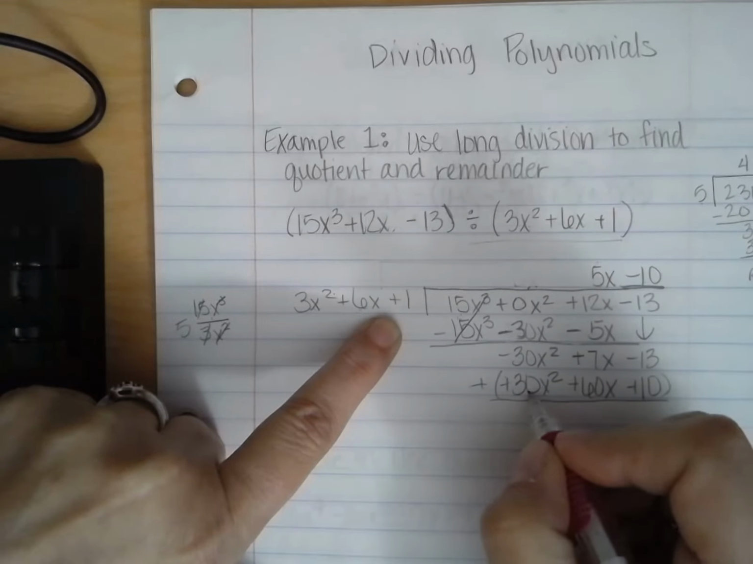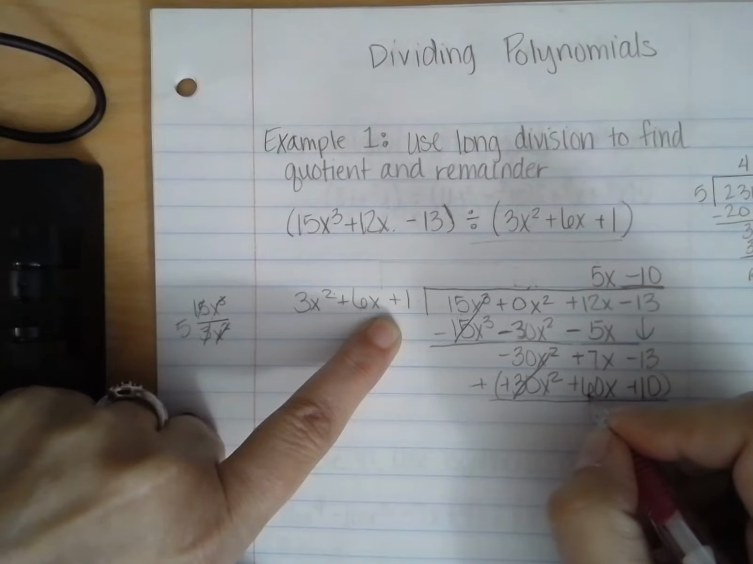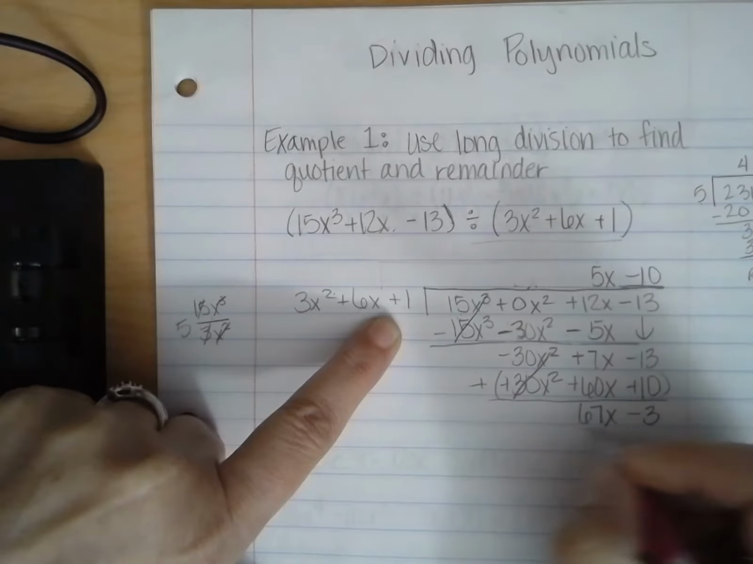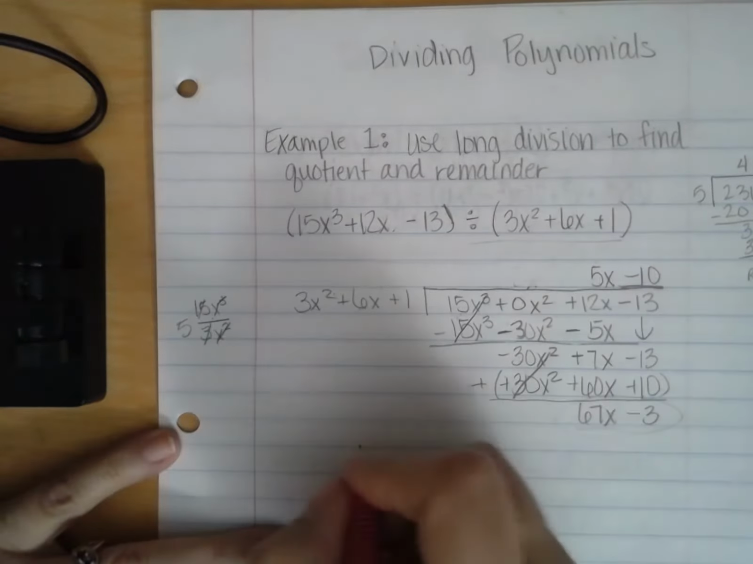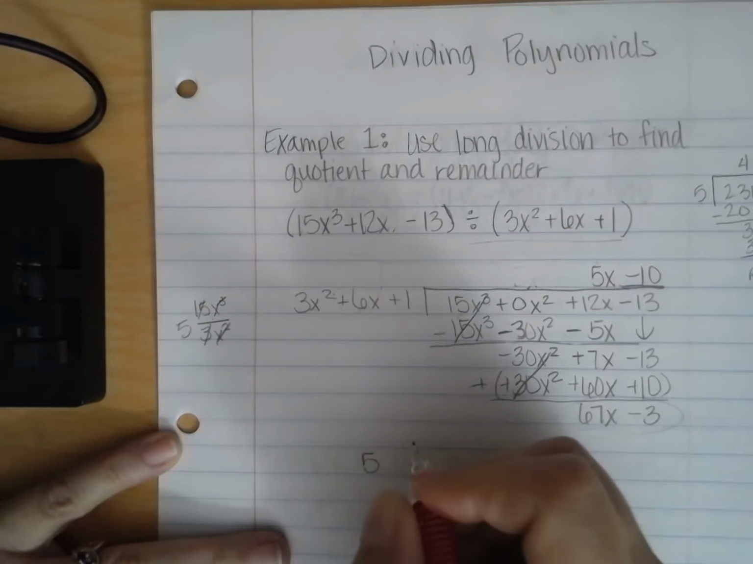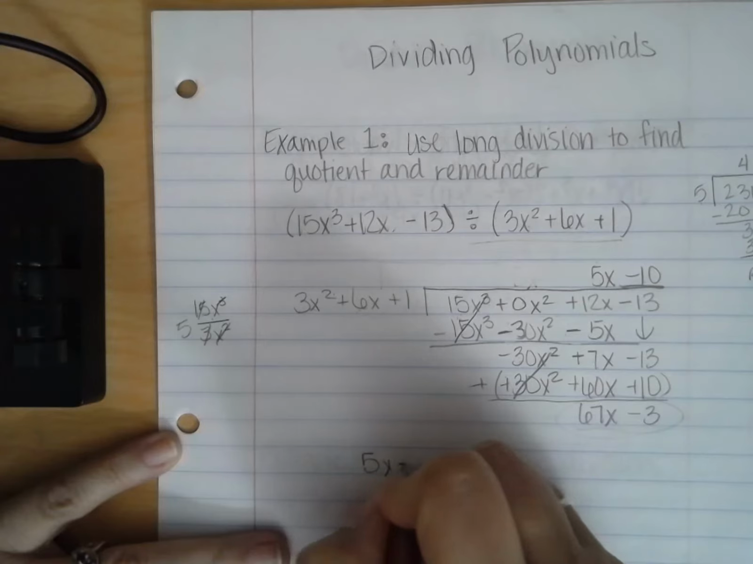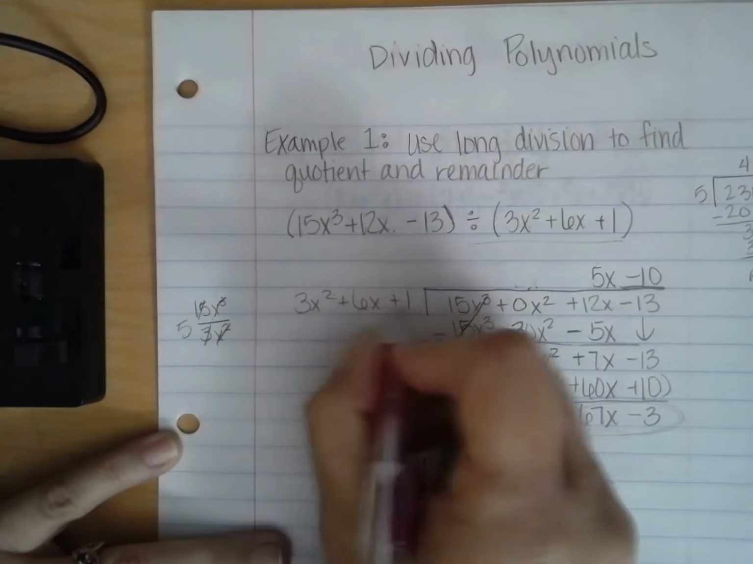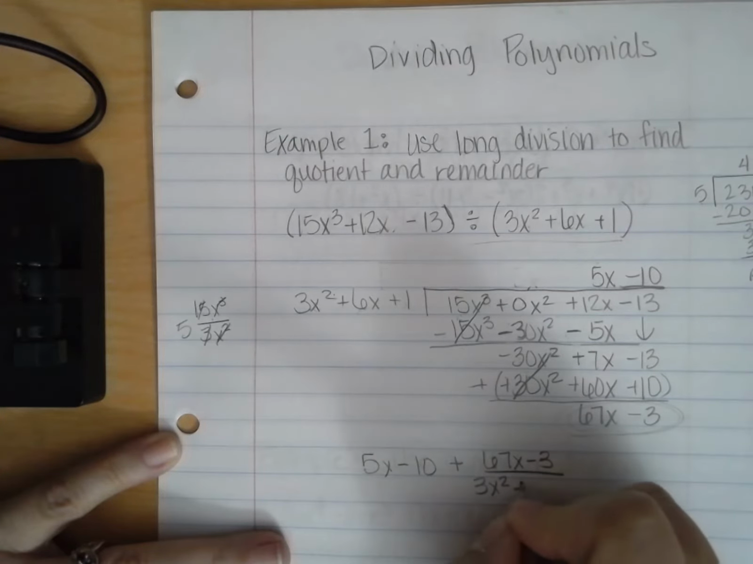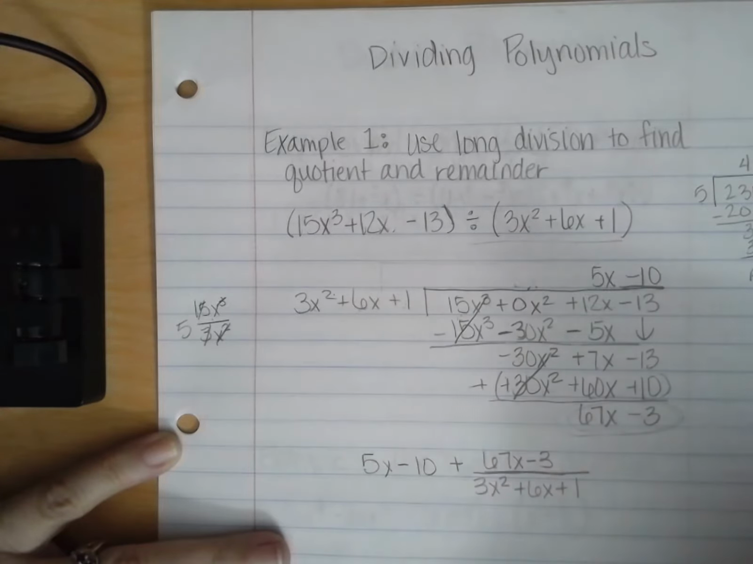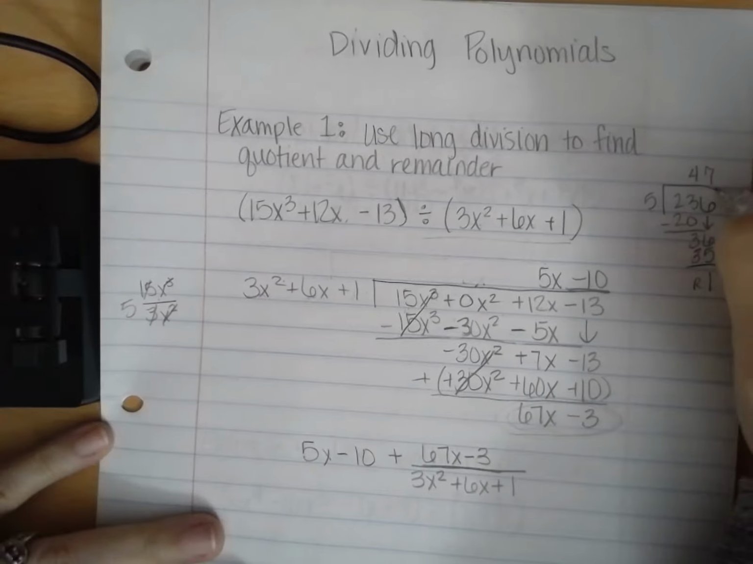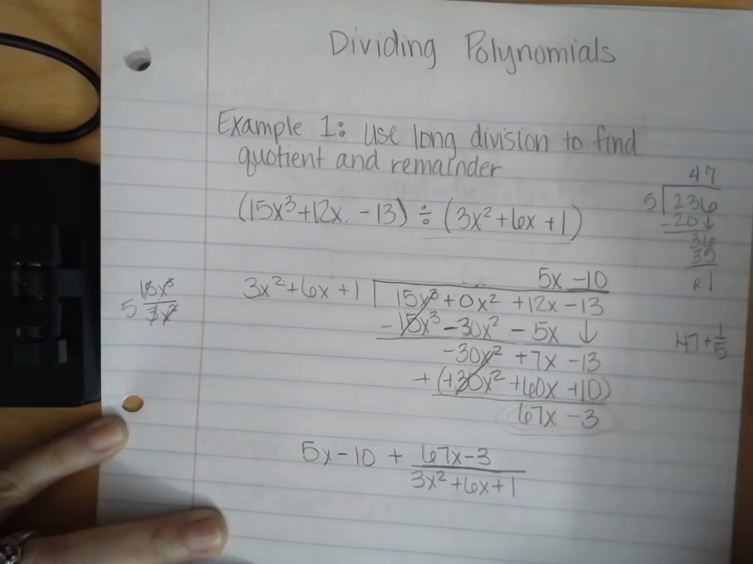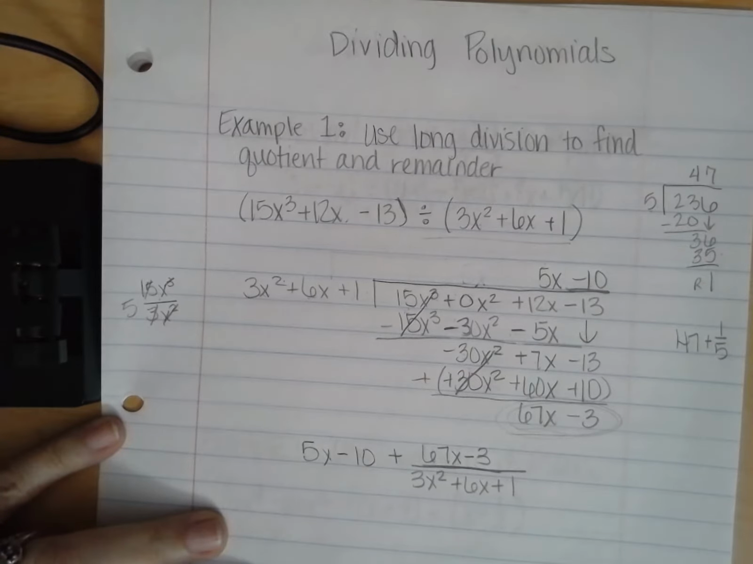So negative 30 plus 30 gives me 0. 7x plus 60x is 67x. Negative 13 plus 10 is negative 3. And that part is your remainder. So our final way of writing our answer is 5x minus 10 plus the remainder over the divisor, so 3x squared plus 6x plus 1, which is as small as it's going to get. Just as if we had done this problem up here where we would say our answer is 47 plus 1 over 5, or 47 1/5. So that is how you would do that.